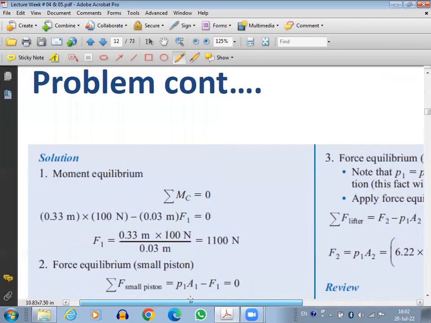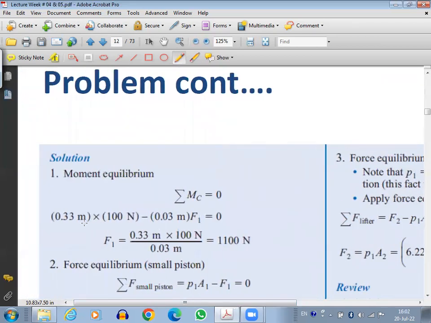So let's have a look here. 33 into 100 minus 0.03 into F1. F1 is the force, or you can say the reaction force over the piston. So the force comes out to be 1100 Newton. First of all, till this step, is it clear or not?